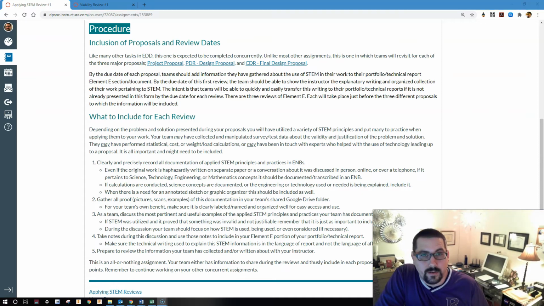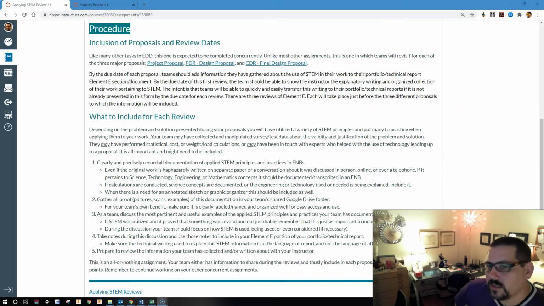By the due date of the first review, the team should be able to show me, the instructor, the explanatory writing and organized collection of your work that's pertaining to STEM. And of course, the intent is that teams will be able to quickly and easily transfer whatever writing you come up with for this assignment into your portfolio or technical report if it's not already presented in this form by the due date for your reviews.